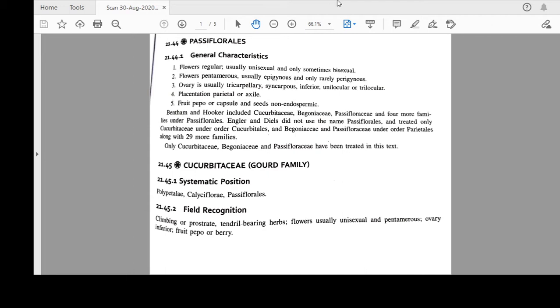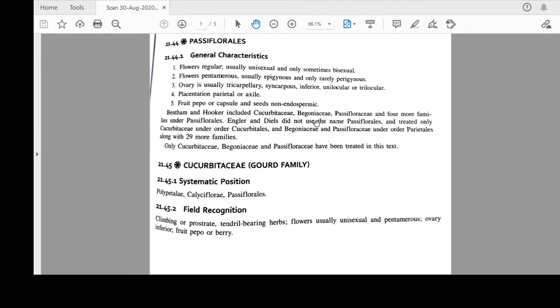So first we will discuss general characteristics of order Passiflorales. Flowers regular, usually unisexual or only sometimes bisexual. Flowers pentamerous, usually epigynous and rarely perigynous. Ovary is tricarpellary, syncarpous, inferior, unilocular or trilocular. Placentation mostly parietal, sometimes axile. Fruit pepo or capsule, and seeds with no endosperm.